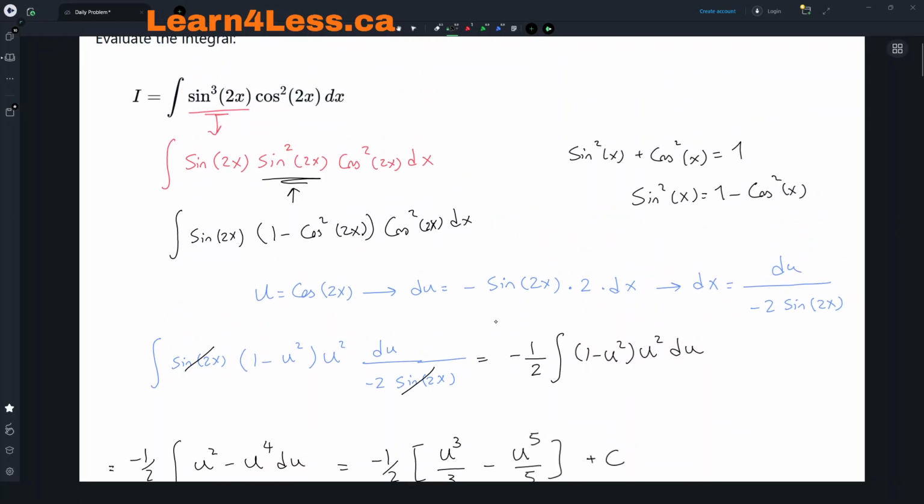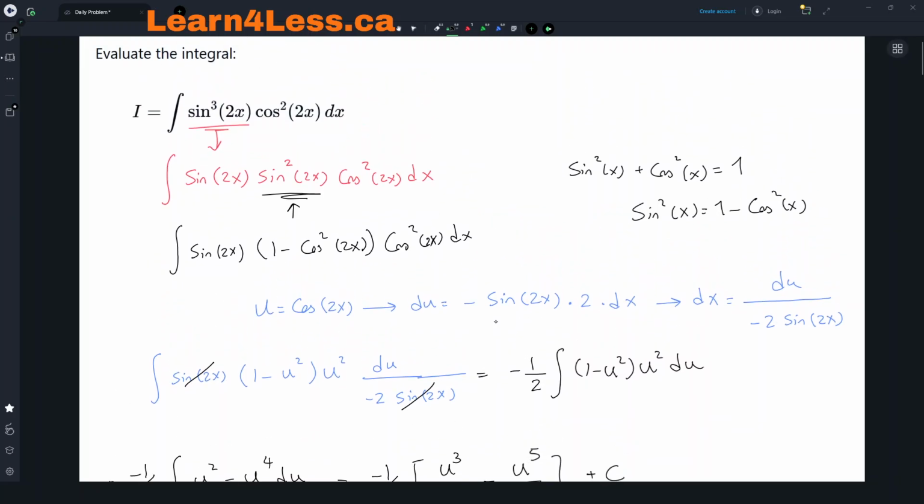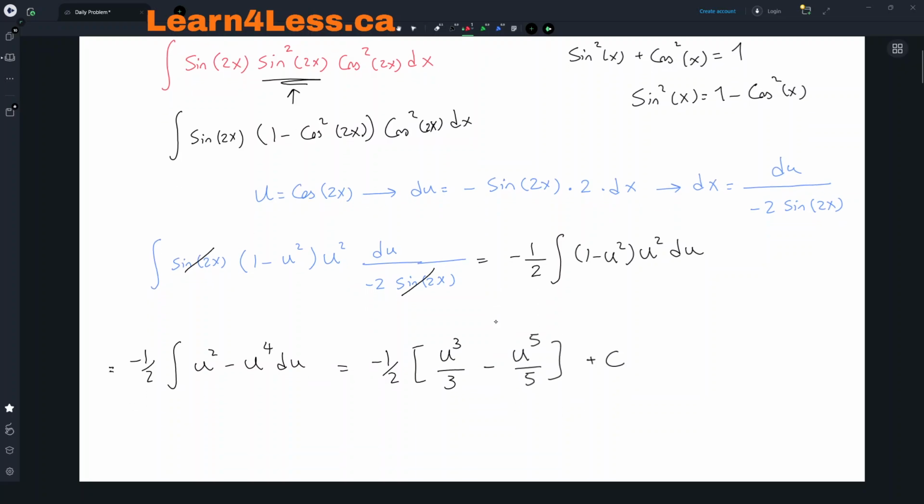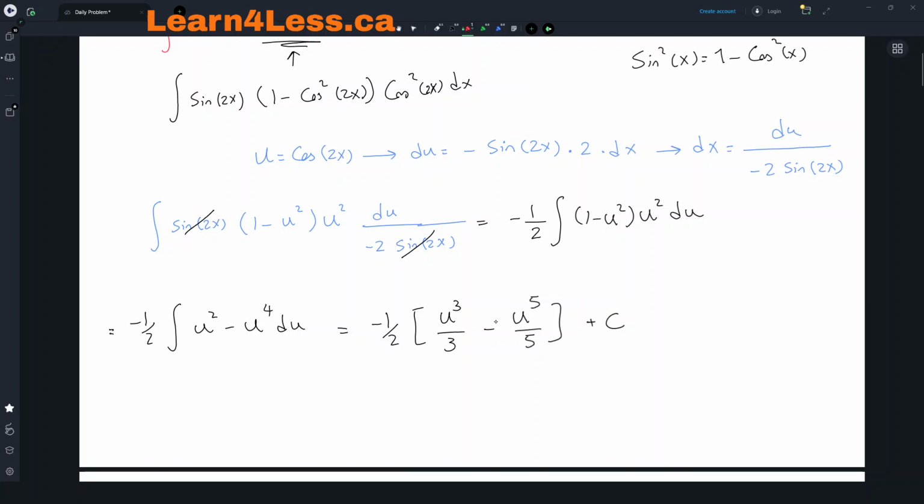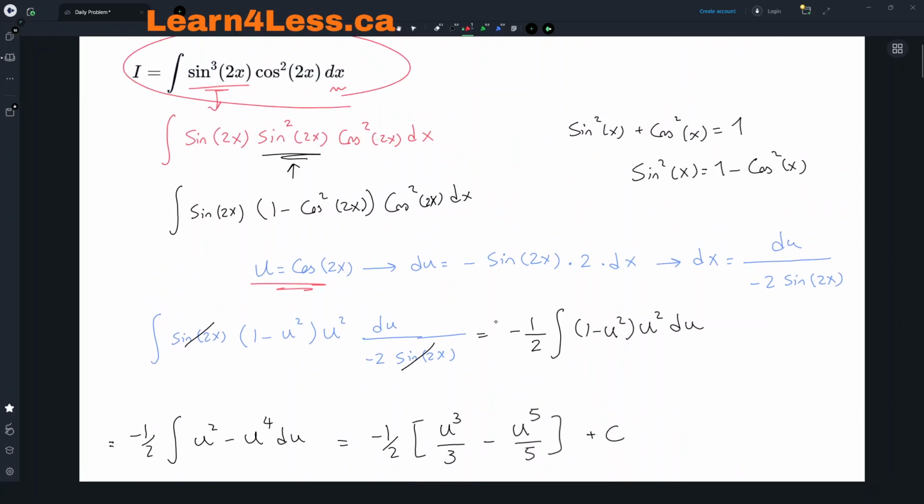Just make sure it's an indefinite integral, so we need to write everything back in terms of our original variable, which was x. So we need to substitute whatever u is, and we introduced u here. u is cosine of 2x. So overall, this integral would be negative half times cosine of 2x cubed over 3, minus cosine of 2x to the power of 5 over 5, and entirely plus c. This would be the final answer of the integral.